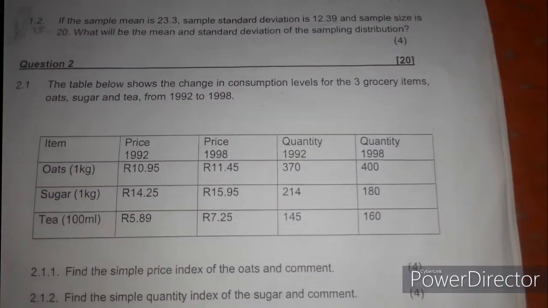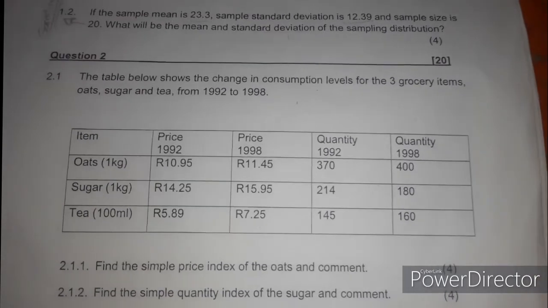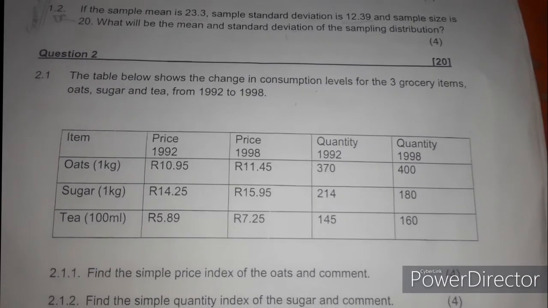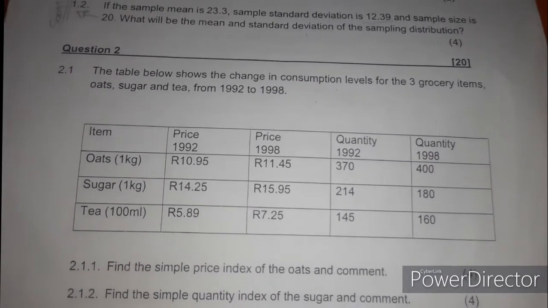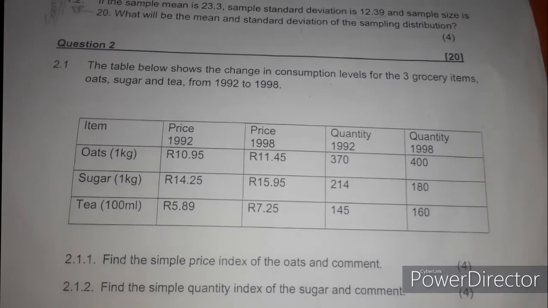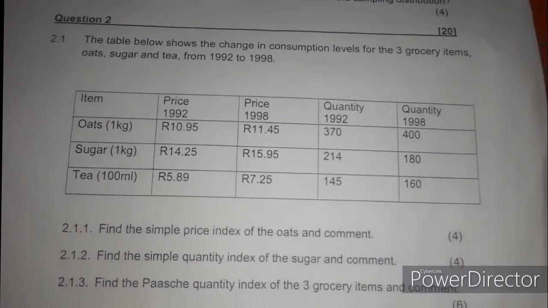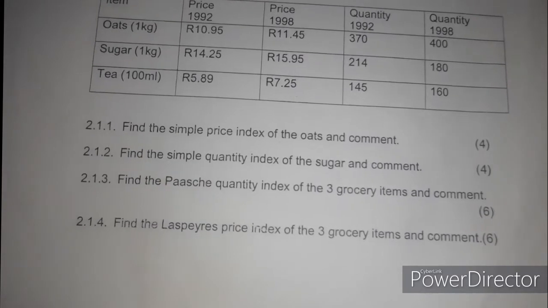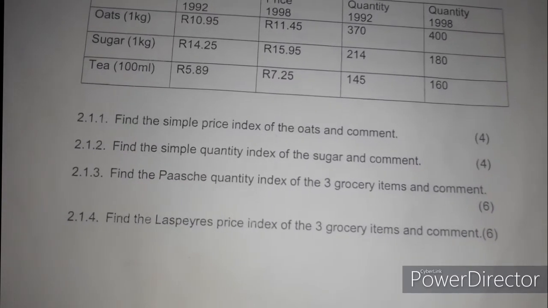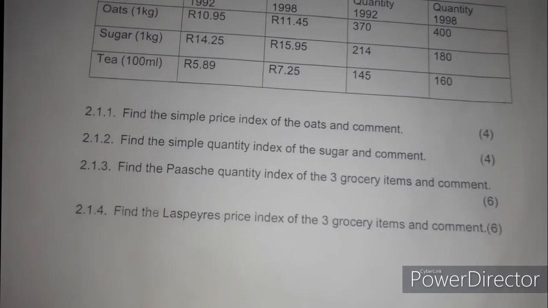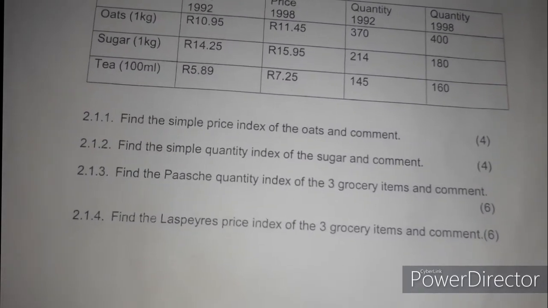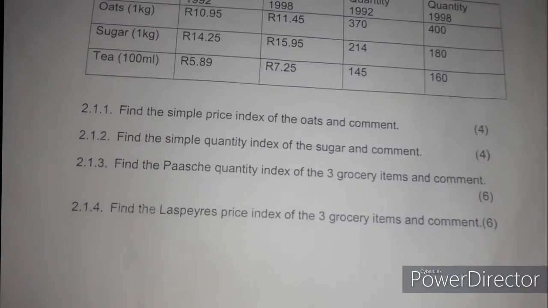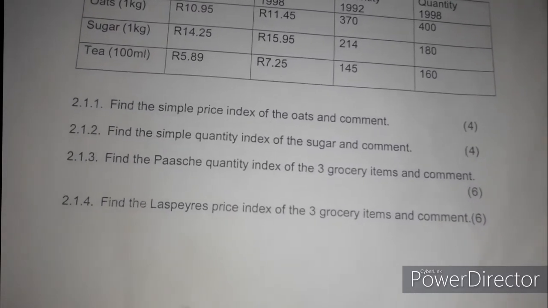Now there's a question on question 2. It reads as follows: the table below shows the change in consumption levels for the three grocery items, oats, sugar, and tea, from 1992 to 1998. There's the table. Now I'm going to do 2.1.3 and 2.1.4, because 2.1.1 and 2.1.2 I have already done on previous videos, so you can check them when you have time.